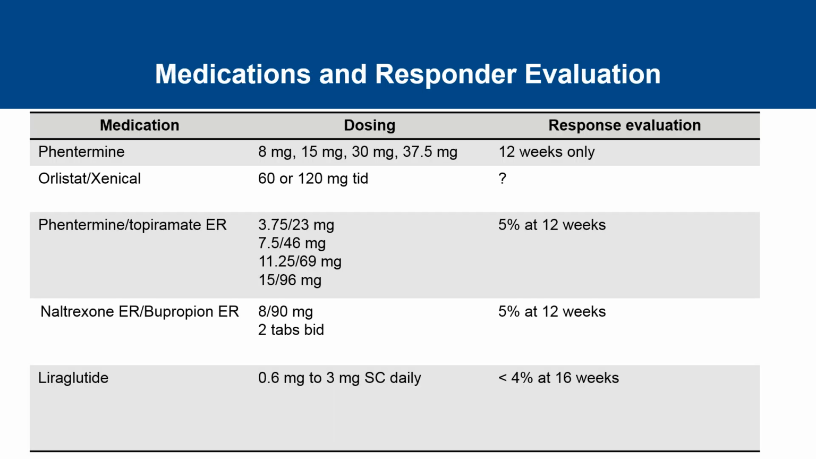Each medication, for the most part, has a recommendation as to when the response should be evaluated. Normally, at about 12 weeks or so, we should be looking at if the medication is working. Has the patient lost at least 5% of their total body weight? For the liraglutide it is 4% at 16 weeks. And so we keep this in mind on follow-up. Are we getting the response that we're looking for in terms of decrease in body weight?